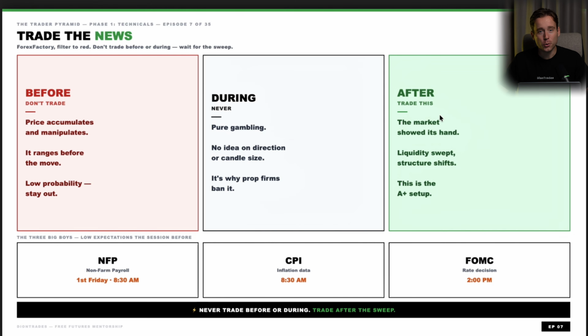So that's why if there's a news event, a big red folder, just wait. Trade after. Because the market then shows its hand, it will show you, hey, was this a manipulation or a distribution? Does it sweep the liquidity or just start the expansion? And there comes the A+ setups.